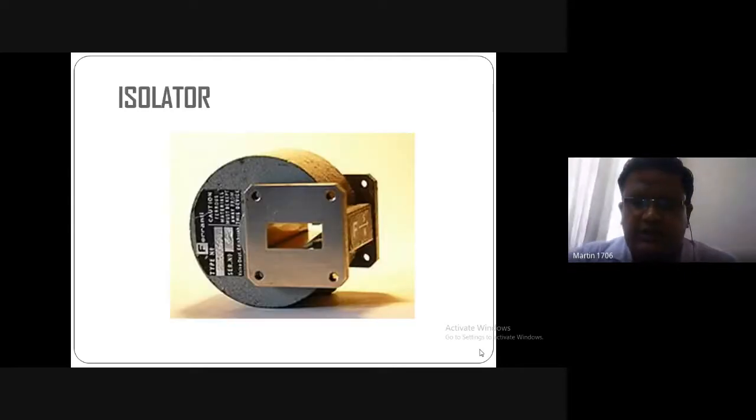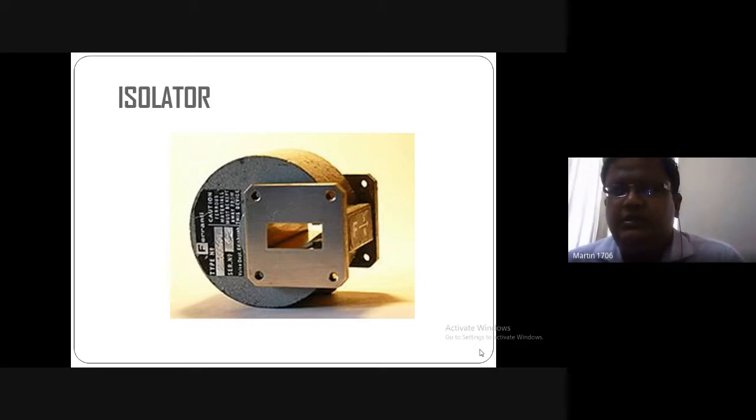This is another device called an isolator. For this, I have given one justification: a person isolated himself during this pandemic. That is the typical meaning of the word isolation. The isolator is also like that: it allows only one direction and does not allow the other direction. Once we connect it to your microwave setup, it can be used entirely. If you change the direction of this port, then some progressive phase shift will be added.